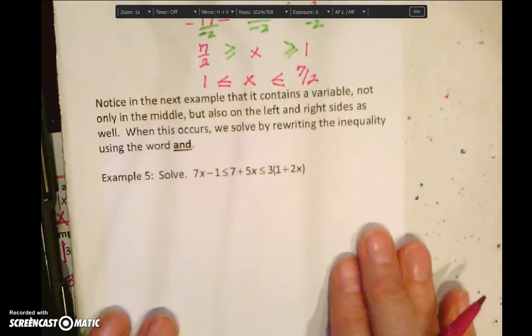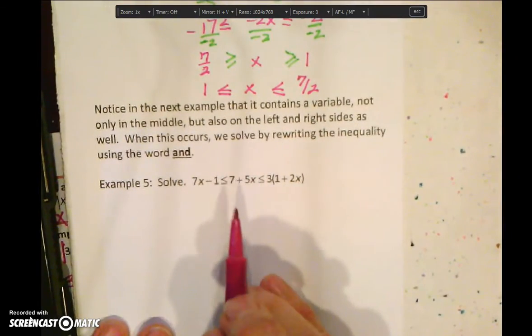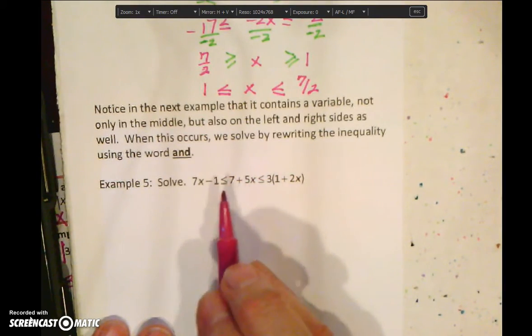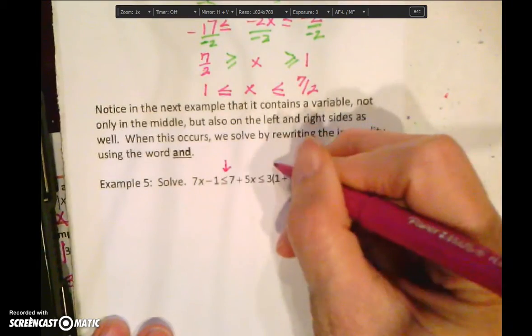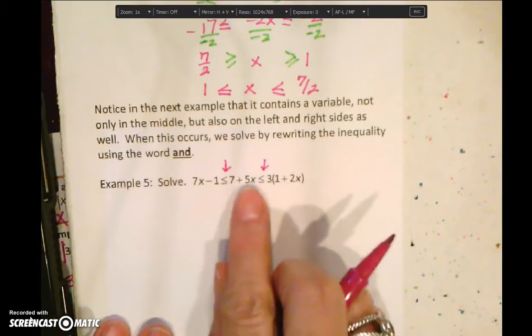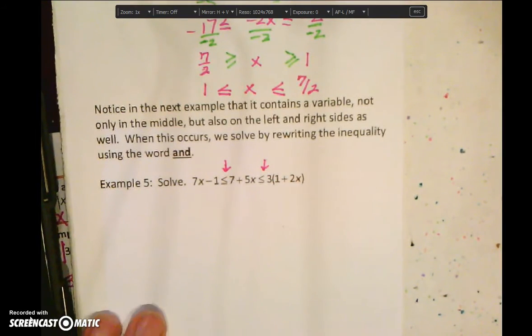All right, so now let's look at this next example, and notice in the next example that it contains a variable not only in the middle but also on the left and right sides. So here's my inequalities here and here. And you see there's an x in this section, an x in the middle, and an x to the right. When this occurs, we're going to solve it by rewriting this inequality using the word and.